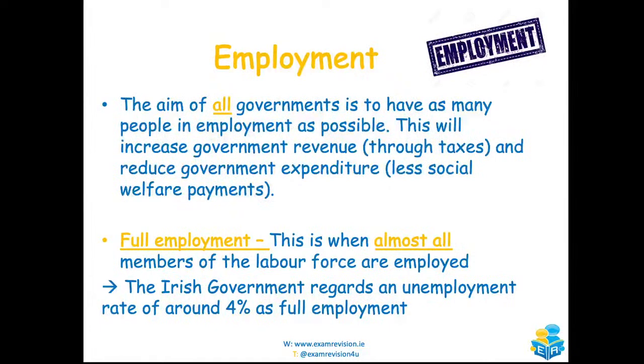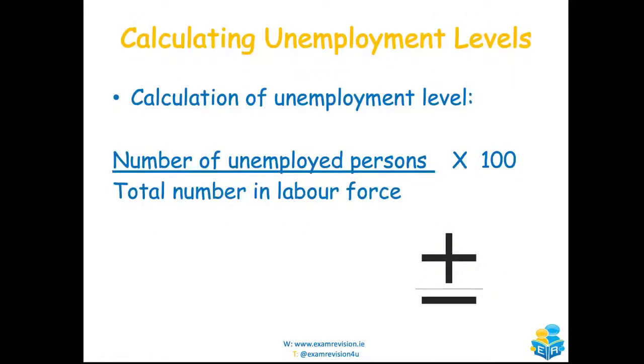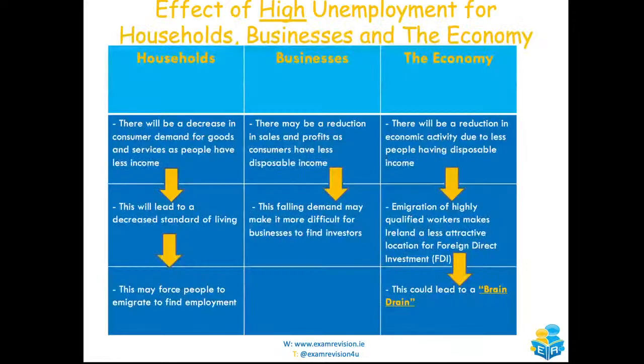Okay, so it's near on impossible to have this unemployment figure at 0%. The Irish government views full employment as being 4%. To calculate unemployment levels, we get the number of unemployed people, divide it by the total number of people in the labour force, and multiply it by 100.